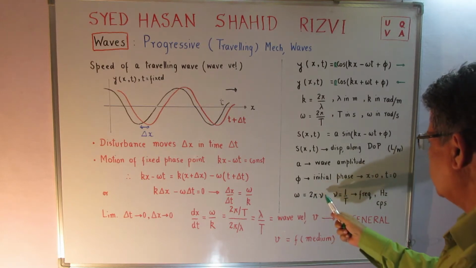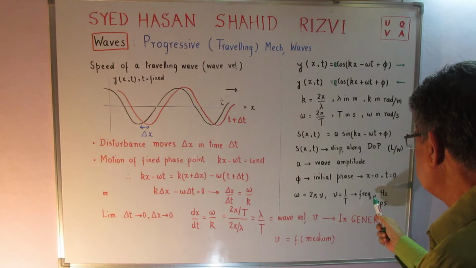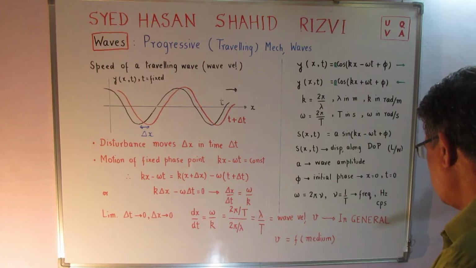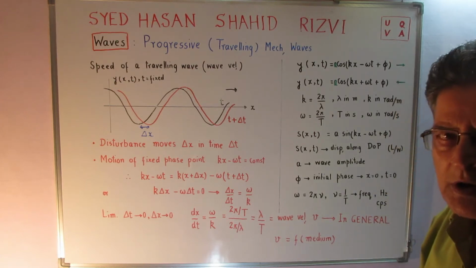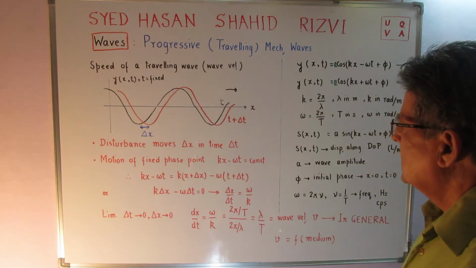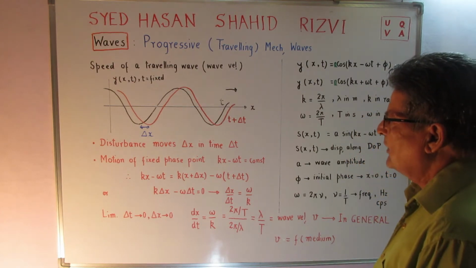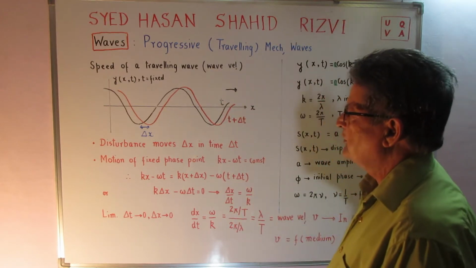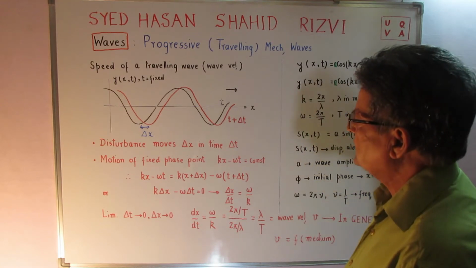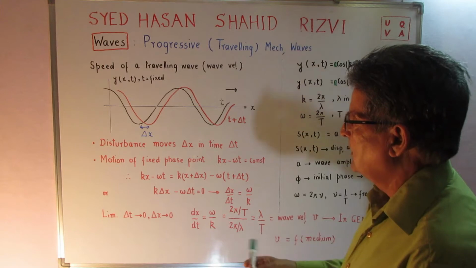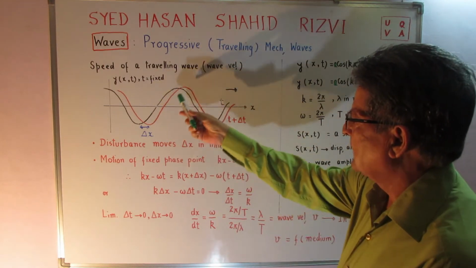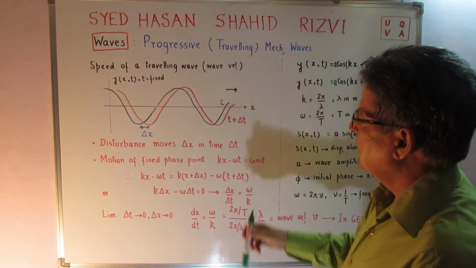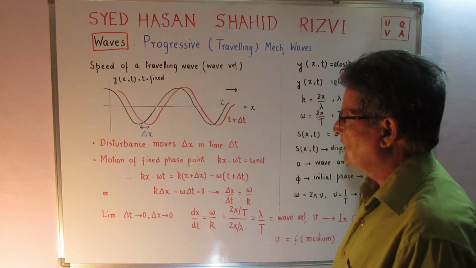ω is also equal to 2πν, ν is equal to 1 upon T, so frequency is in hertz, the old unit is cycles per second. Now let us try to find out the speed of a traveling wave. In this case we are taking the transverse wave, and these are the two snapshots. One is the black color and another is the red color. Black is at the time t, and red is at the time t plus Δt.